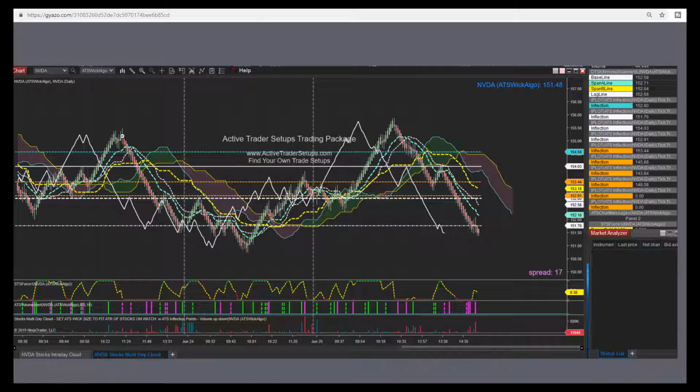Same day, it reverses at the top, does a little flag pattern and sells off, breaks right on down through the cloud. That's not a setup. This is.